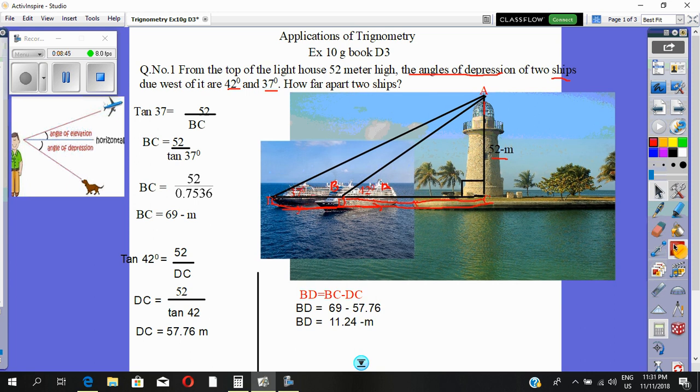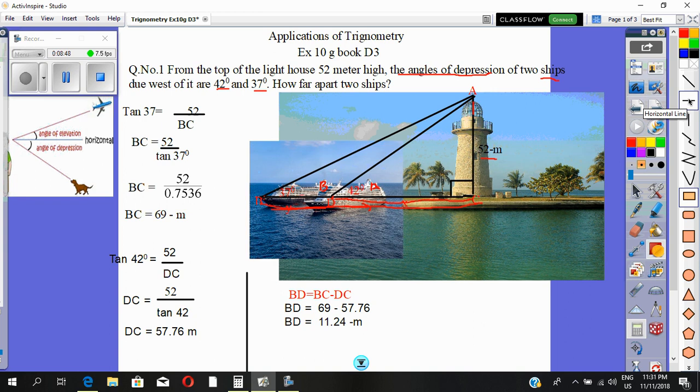You can make your diagram very easily. Let's say one point is here, then another point is here, and then you have another ship. Here you have a 90-degree angle, and then you can draw it and then solve it.